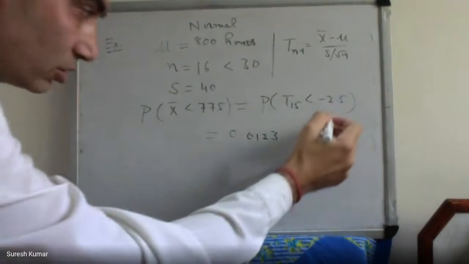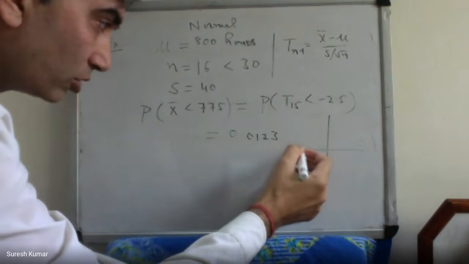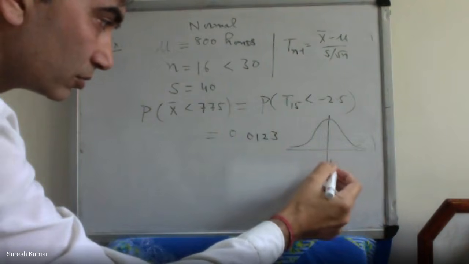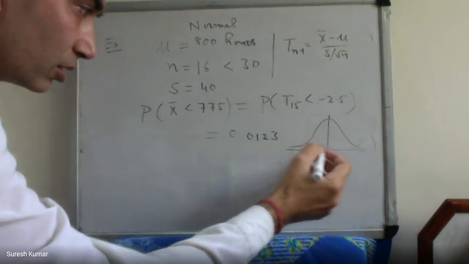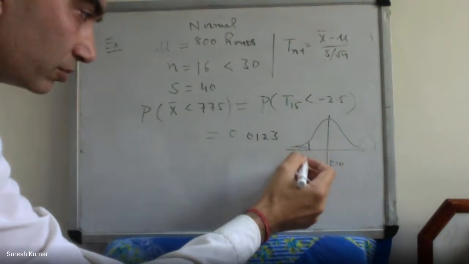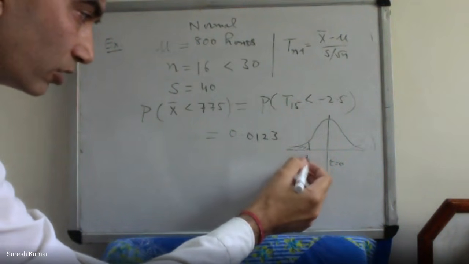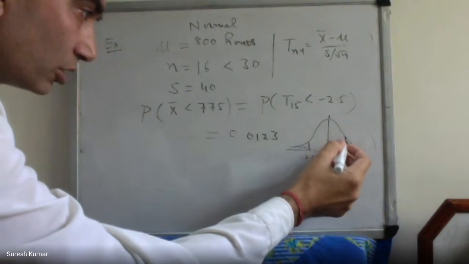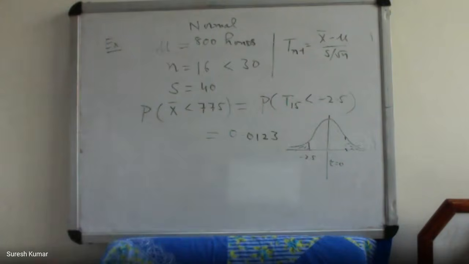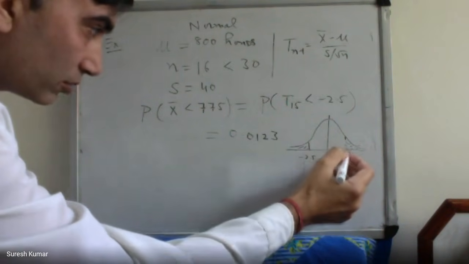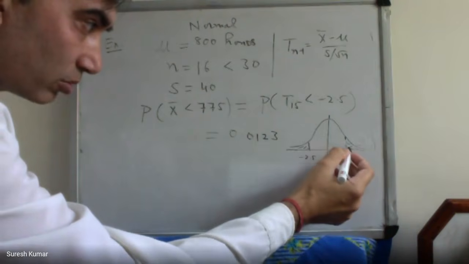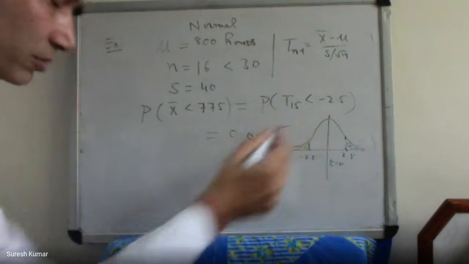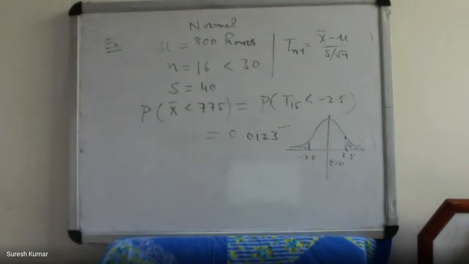0.0123. Actually, t distribution is also like normal distribution. It is symmetric about t equal to 0. So you want to find this probability less than minus 2.5. Because of symmetry, this probability is also the same that you need here 2.5. So in the table you can see probability greater than 2.5. You will find it. Okay. So we have done some examples based on the sampling distributions. You can practice more examples from your side.